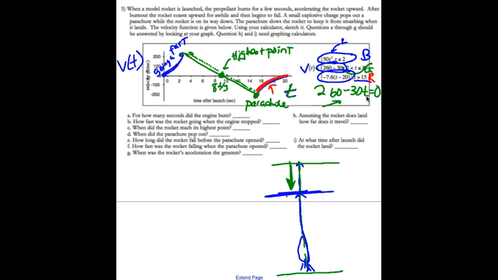So once that parachute pops open, right? I don't know how to draw a parachute. What it does is it slows the fall down. So now we can answer the questions.